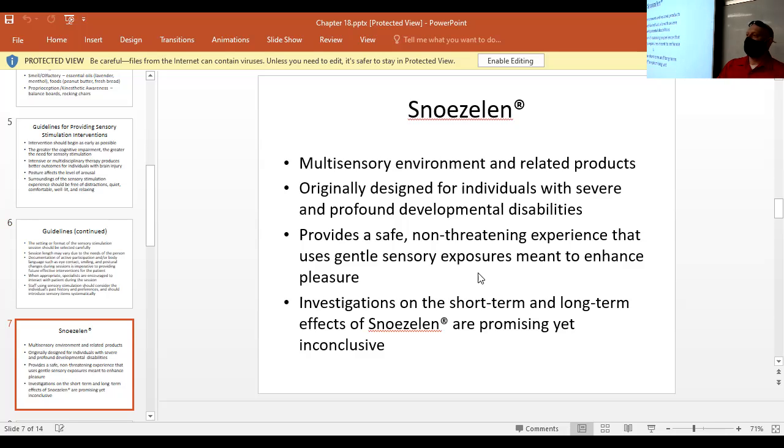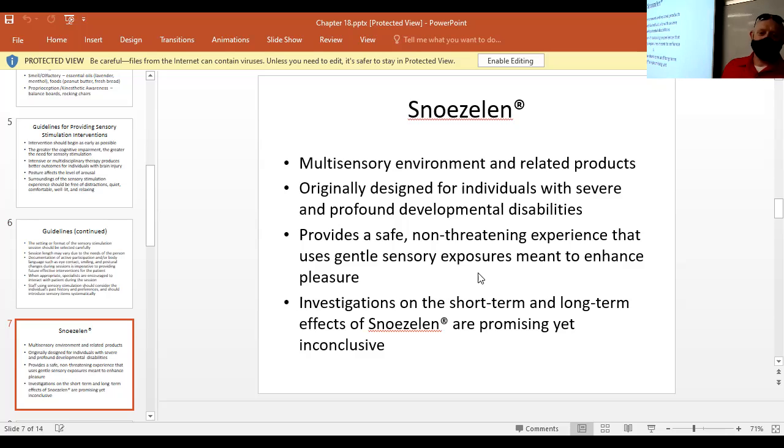And what it's supposed to be is a safe and non-threatening experience that uses, this word is kind of important, gentle sensory exposures meant to enhance pleasure. And as you expose them to the different things that are available, you'll see which ones they like. They're going to gravitate towards the different sensory items and sensory issues that they like the most. Those are going to be the ones that they're going to go to.